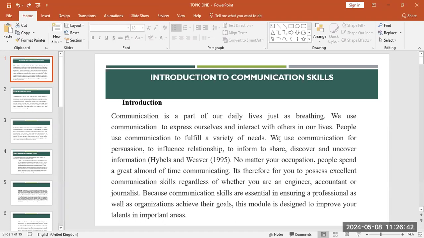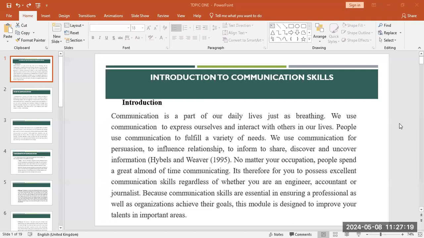We use communication to interact with others in our lives, because you cannot interact with someone and you are not communicating. You cannot be a friend to anybody and you are not communicating. People need to know who you are, what is your aim, what is your interest, and so on and so forth, so that they can see whether they can accommodate you in their lives or not. So we use communication to interact with others in our lives.